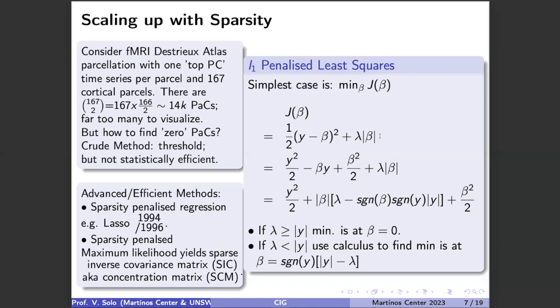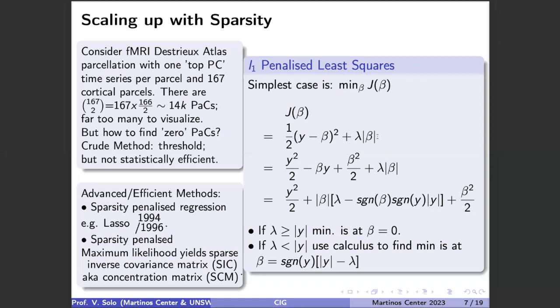Unfortunately, it doesn't work. Why? Have a look at this penalty term. If beta is positive, the derivative of that is just +1. If beta is negative, the derivative is -1. So the derivative has got a discontinuity at 0. It jumps from -1 to +1. And for those of you that know the maths, you know that means the calculus approach can't work. You have to use a different approach in order to minimize this thing.